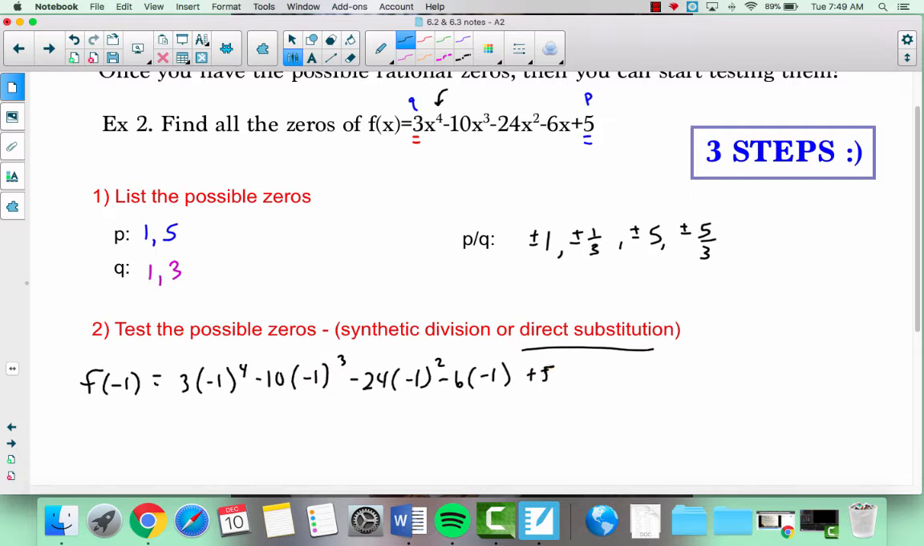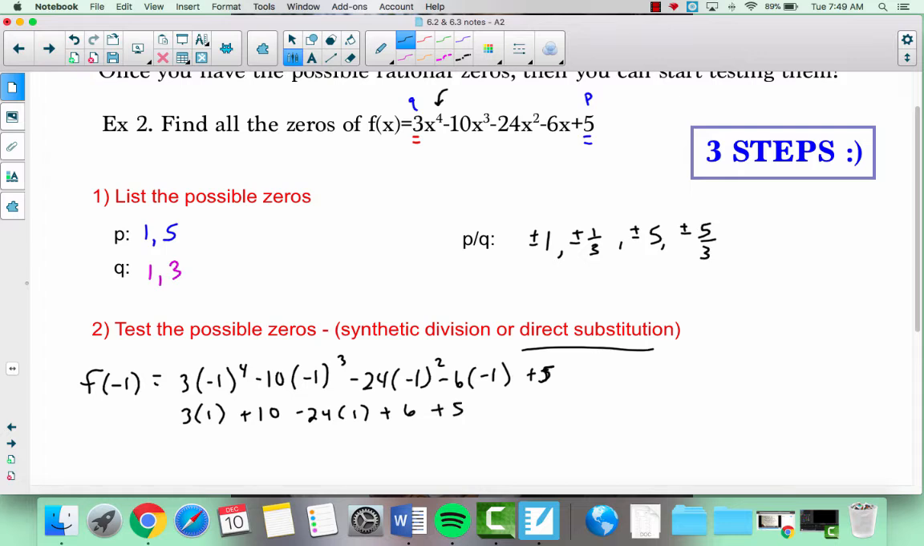Now the issue I have with people doing direct substitution is you have to be very careful when you're plugging in negatives. Anytime you take it to an even power, it's always going to become positive inside the parentheses. So this would be really like 3 times 1. This one's going to be -10 times -1, which becomes positive 10. -1 squared is 1, so this gets us -24 times 1. And then -6 times -1 is positive 6 plus 5.